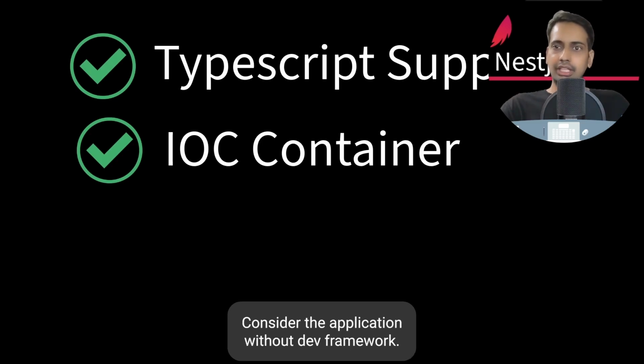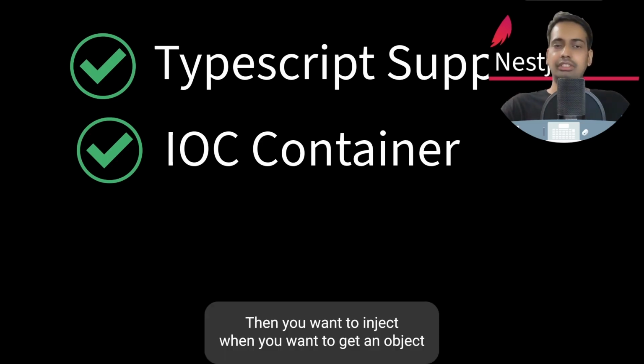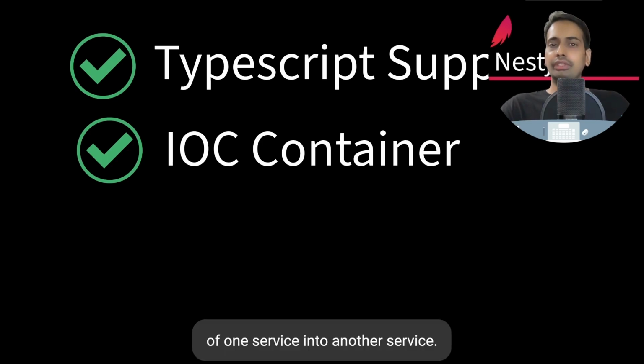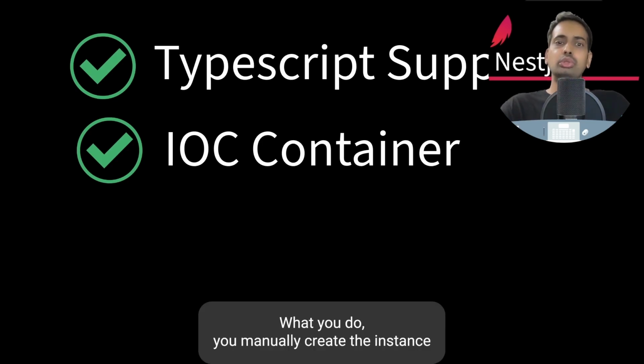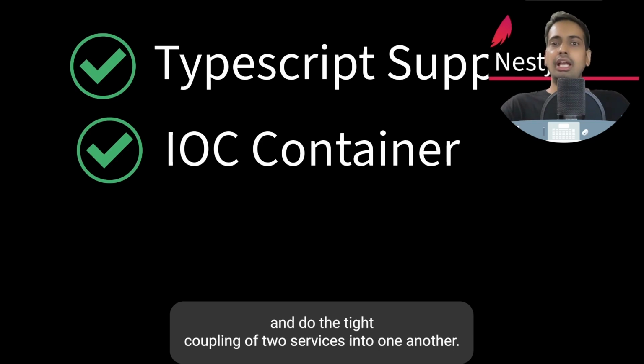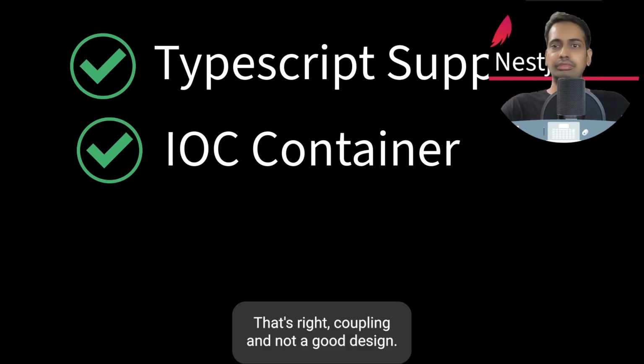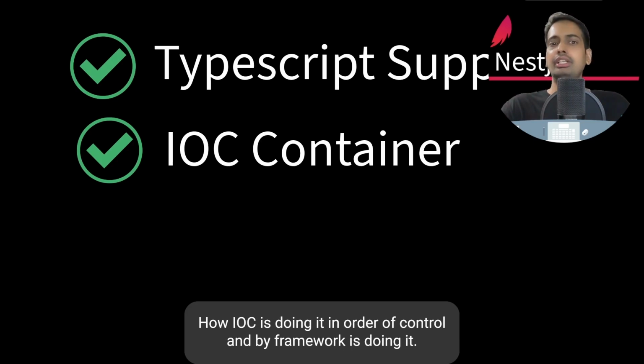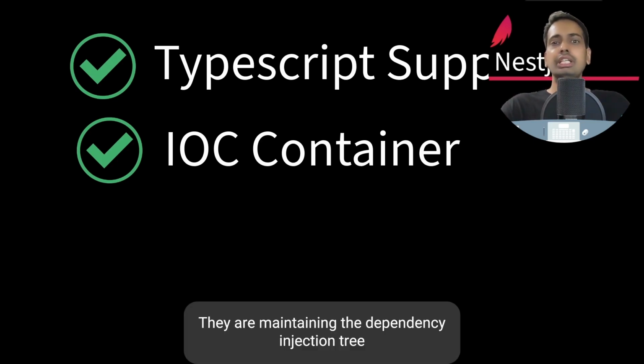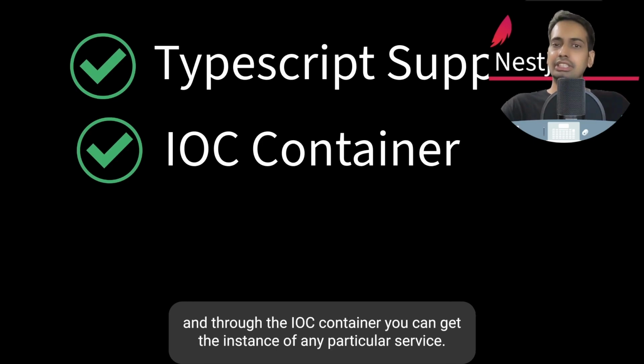Consider an application without a DI framework. When you want to get an object of one service into another service, what do you do? You manually create the instance and do the tight coupling of two services into one another. That's tight coupling and not a good design. How IoC, inversion of control, and the DI framework do it is, they maintain the dependency injection tree, and through the IoC container you can get the instance of any particular service.